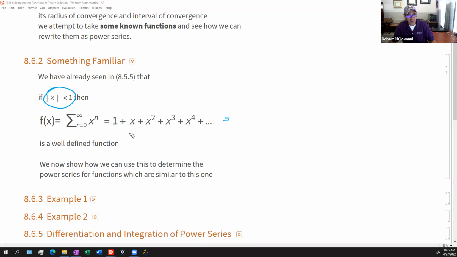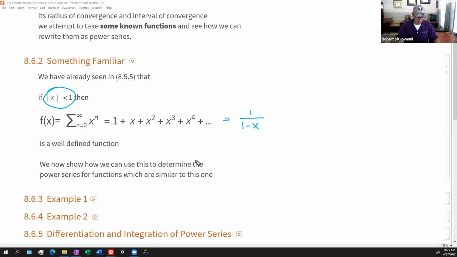What function is this? There's a very nice clean function without a series written. Remember a over 1 minus r? What would it be here for us? What is it? 1 over 1 minus x. Remember that from last class? Very important you remember that, okay? That's a big deal here.